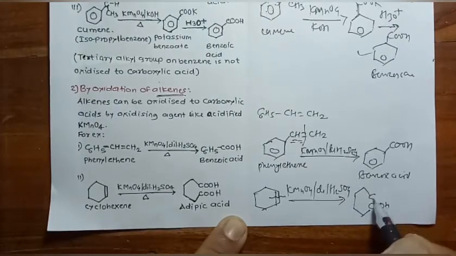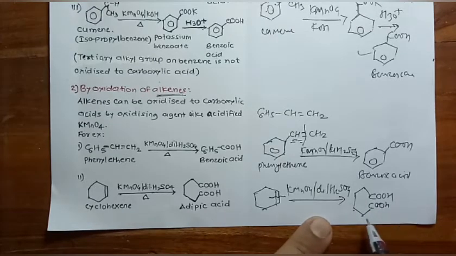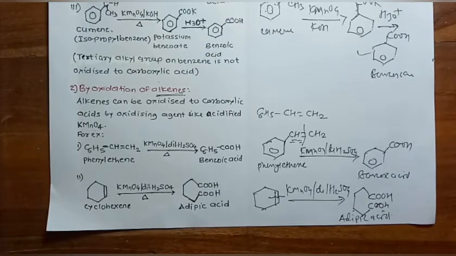COOH, and here is COOH, 1 2 3 4 5 6. Now it is an aliphatic dicarboxylic acid, and it contains 6 carbon atoms, and that is known as adipic acid, or it is also known as hexanedioic acid. In this way we can convert this cyclohexene into adipic acid, or we can prepare adipic acid from this cyclohexene. With this we have completed the methods of preparation of carboxylic acids. We stop here. Thank you.